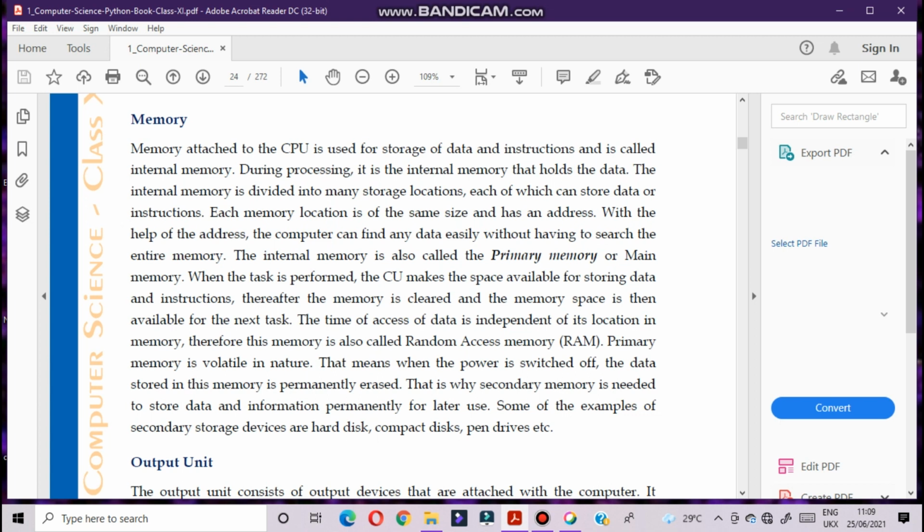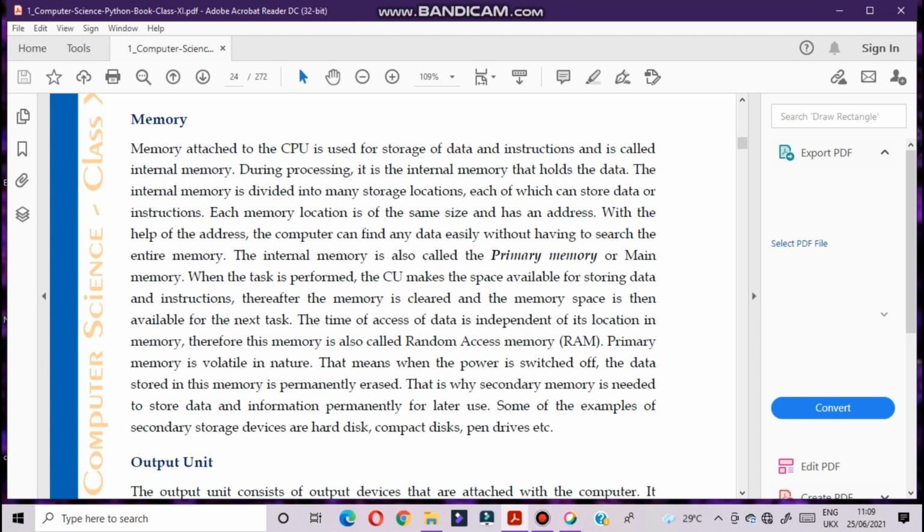Thereafter, the memory is cleared and the memory space is then available for the next task. So what is the work of the CU for memory? It will create space for storing data and instructions. After performing the operation, memory is cleared and the memory space is then available for the next task, means next operation.